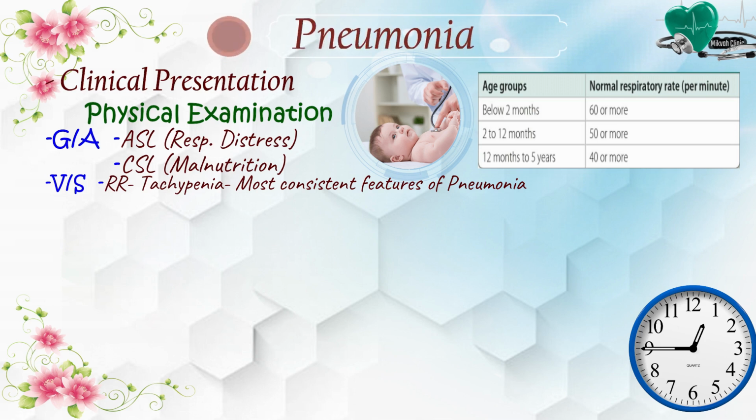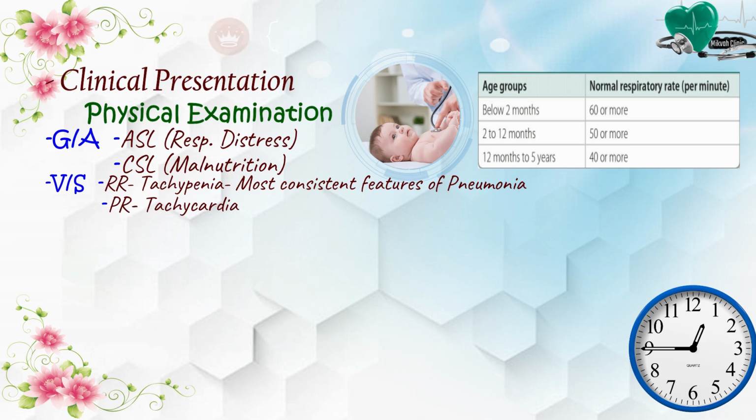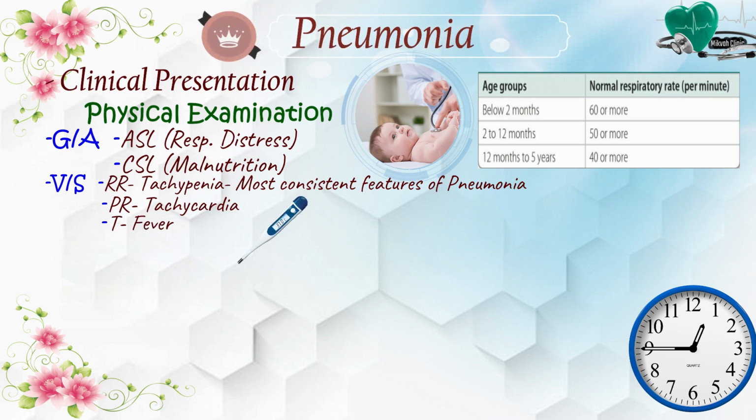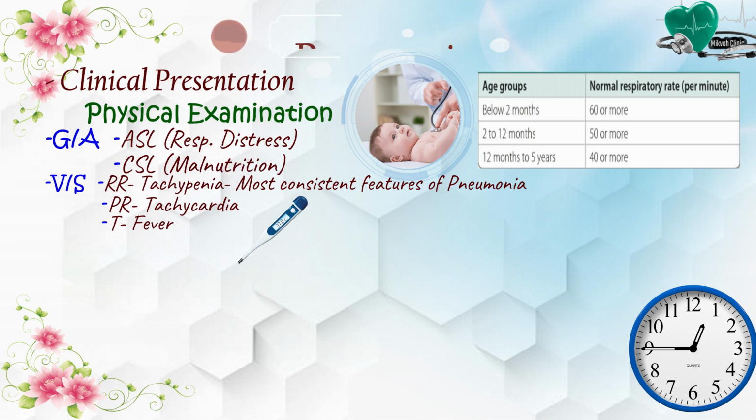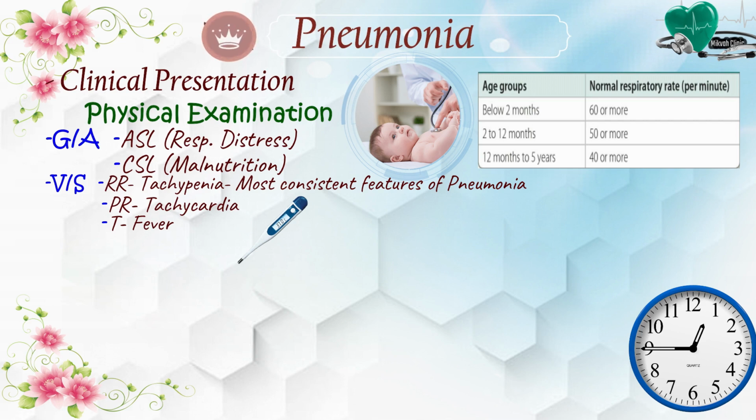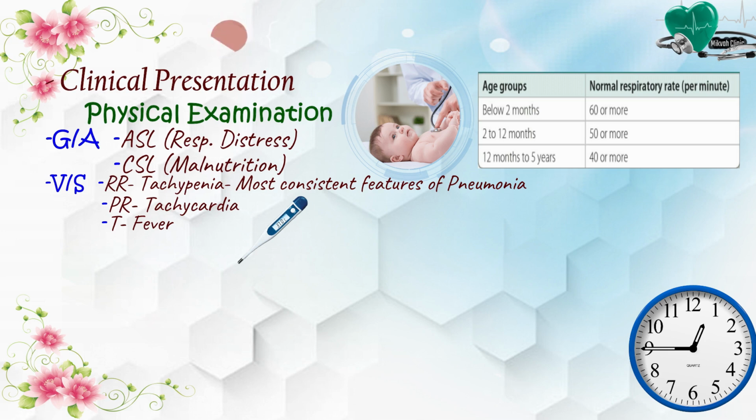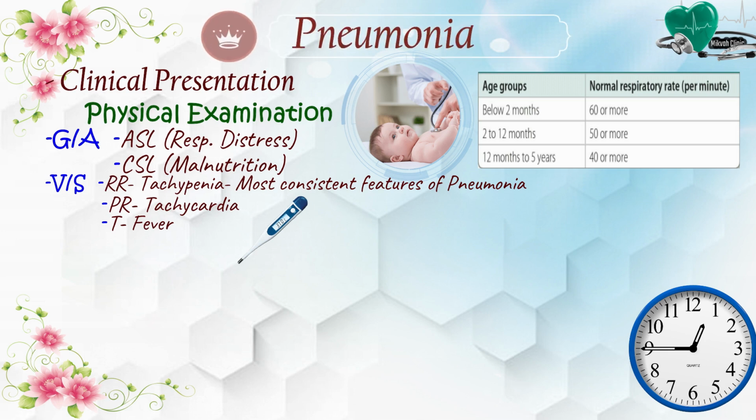After counting the respiratory rate, we will check the pulse rate. It is expected to be tachycardic because of the respiratory distress. And we have to measure the temperature. Historically, the child may complain of, or we may get a history of, fever, but objectively we can measure the presence of fever using a thermometer. Commonly we use axillary temperature.